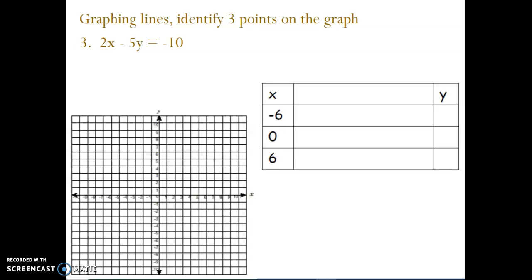All right, let's try this one. Uh-oh, we have the same problem. We don't have y by itself. Okay, let's see what you guys can do to get y by itself.